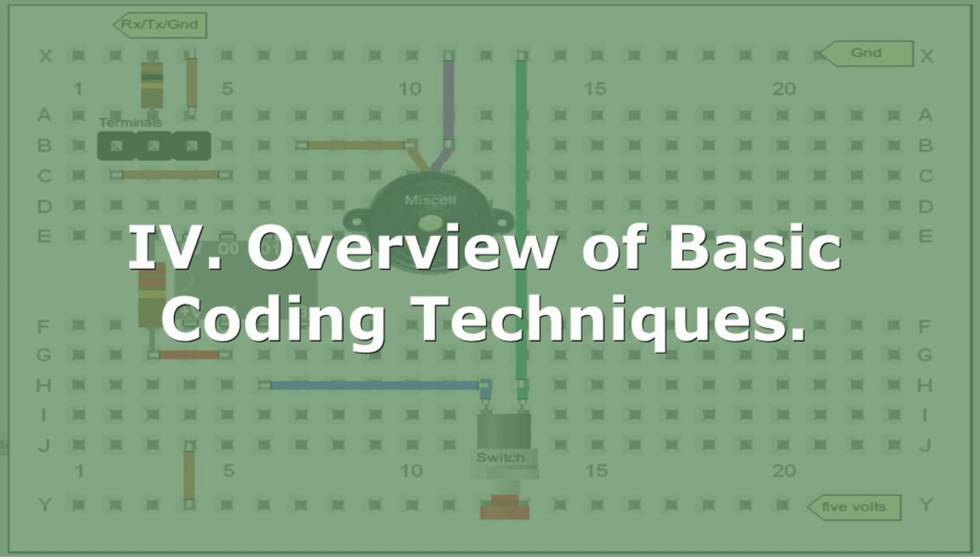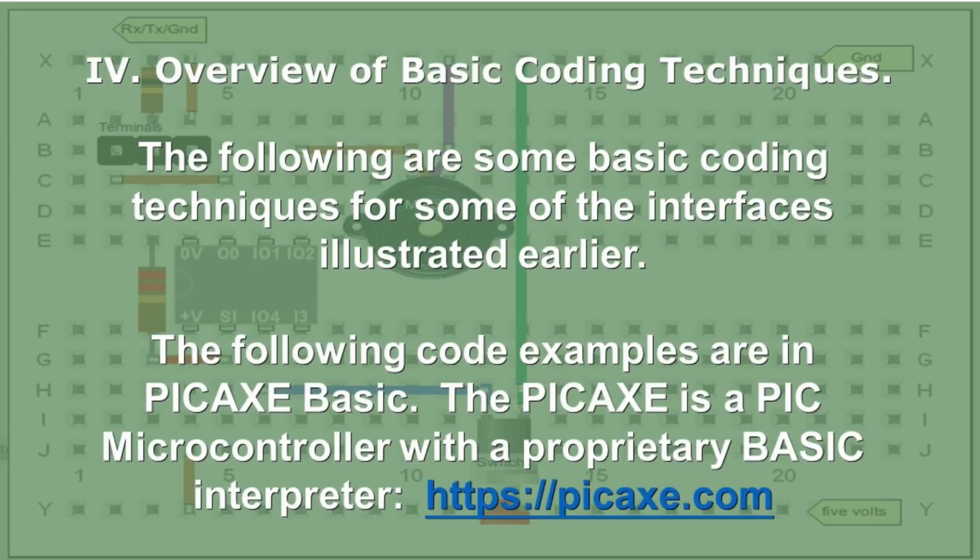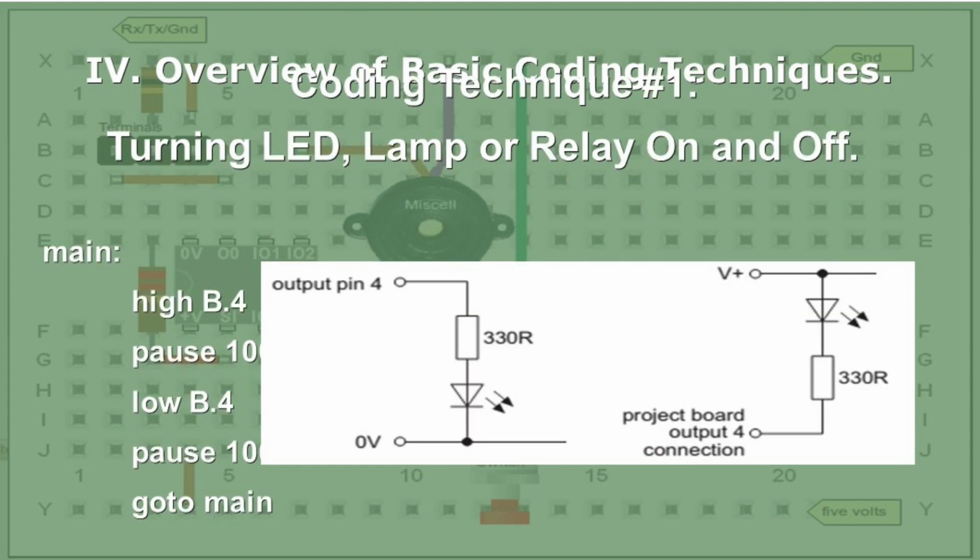Okay, let's see. These are PICAXE BASIC codes here. There's a little bit of code right there if you want to turn the LED on, and this would be the code for it, in BASIC for the PICAXE controller. You tell pin 4 on the microcontroller go high.